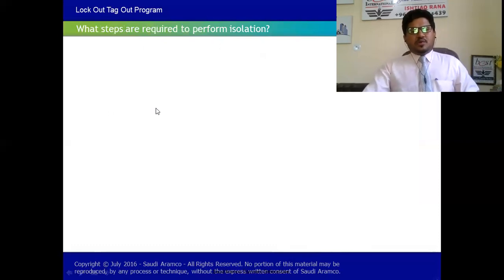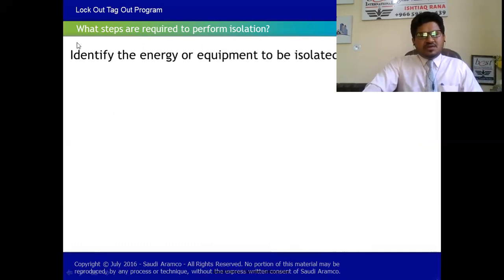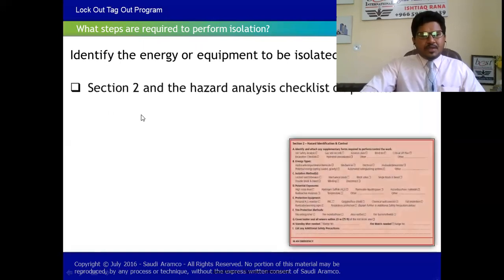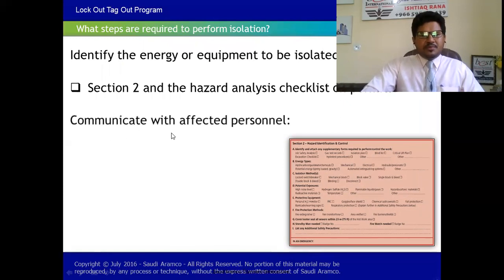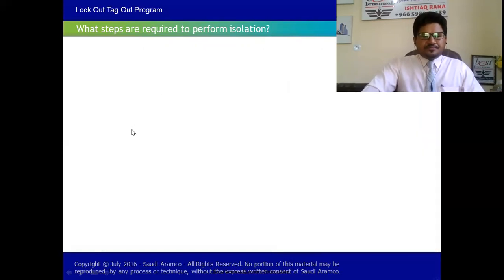Now, what steps are required? This is one of the important slides, I would say. What steps are required to perform isolation? The first important step is to identify the energy or equipment to be isolated. And even in section 2, the hazardous checklist on the permit, we need to communicate with affected personnel, and get countersignatures on the permit from affected organizations.